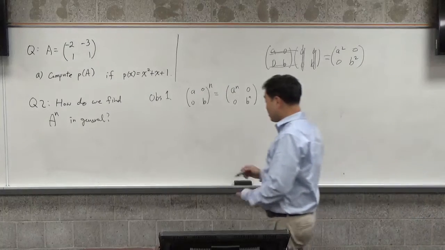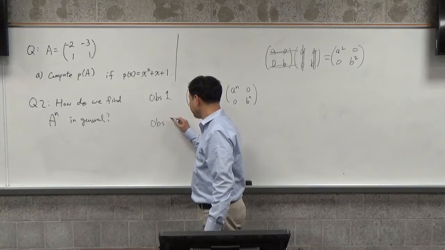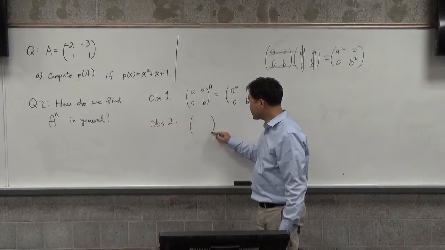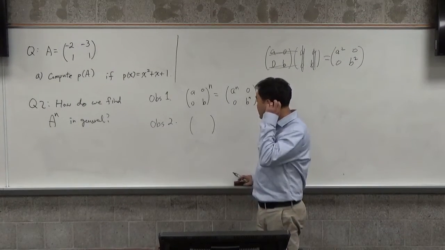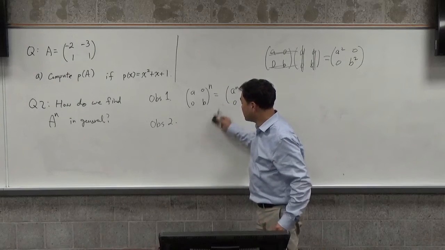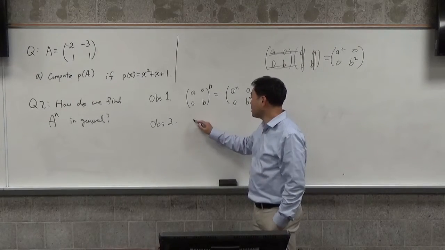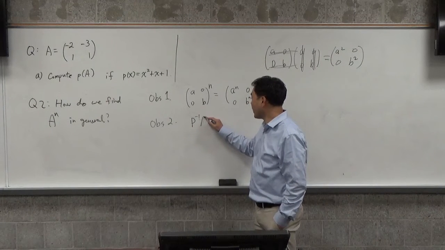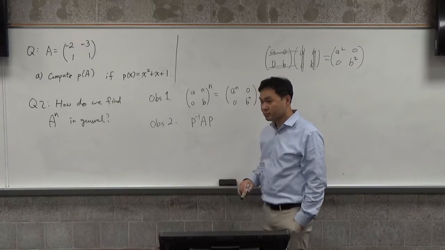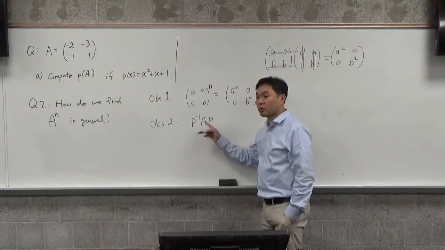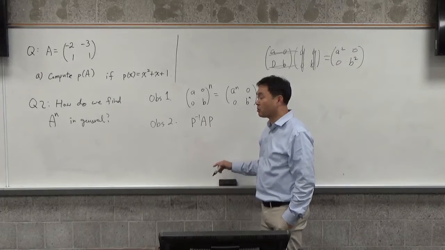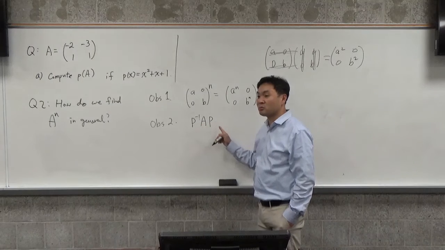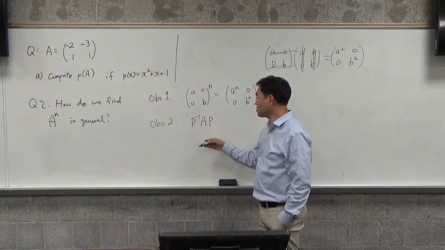And then observation 2 is that if you have P inverse A P, that's called a conjugate matrix of A. Okay, so take any matrix A, and then you conjugate with some invertible matrix P. So this is called a conjugate.